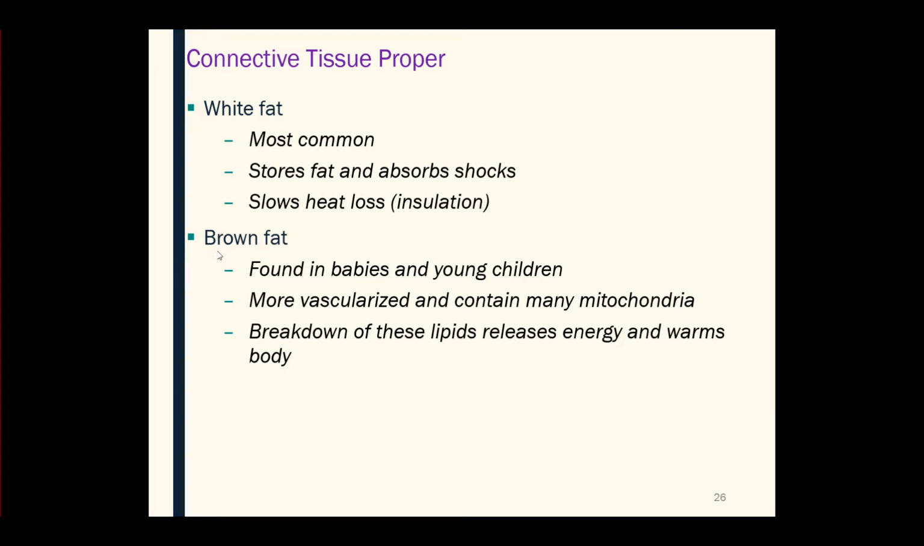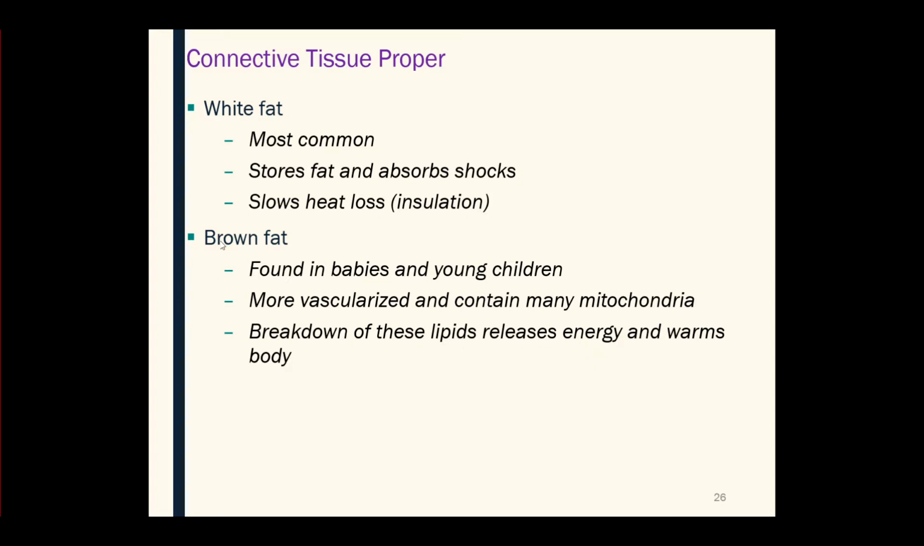But when we are babies, usually in the back of our neck and between our shoulder blades, we have this stuff called brown fat. The reason it's brown, it is more vascularized, so it looks a little bit darker. It also contains many mitochondria and it's stimulated by the nervous system. So when the baby is cold, the nervous system will stimulate the breakdown of lipids in the brown fat, and that releases energy and it warms the baby. Okay, so it's kind of a survival thing.